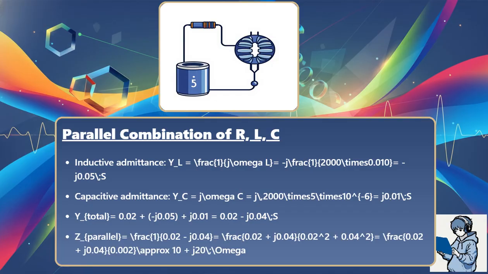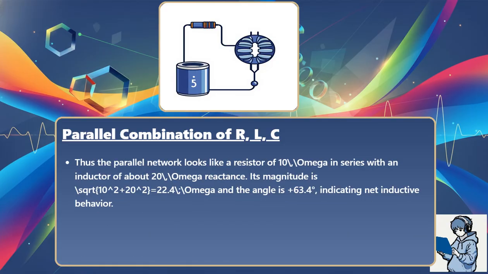Now take the reciprocal. Z parallel equals 1 over (0.02 minus j0.04) equals (0.02 plus j0.04) over (0.02 squared plus 0.04 squared) equals (0.02 plus j0.04) over 0.002, approximately 10 plus j20 ohms. Thus the parallel network looks like a resistor of 10 ohms in series with an inductor of about 20 ohms reactance.